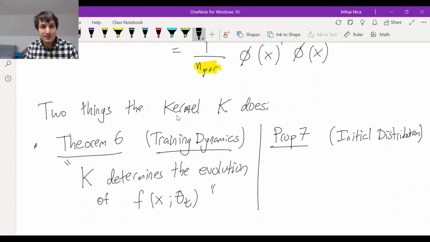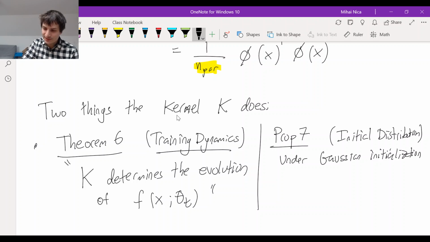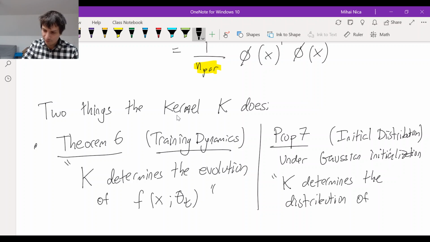So K does the training dynamics. K also manages the training distribution, so the initial distribution. Under Gaussian initialization, let's say, so if you initialize the weights in a sort of standard way, K determines the distribution of f at time 0.